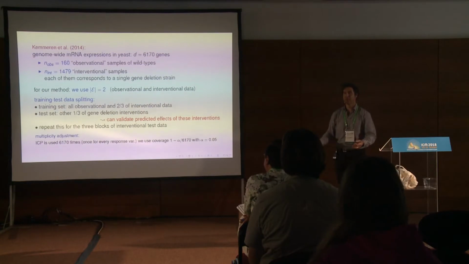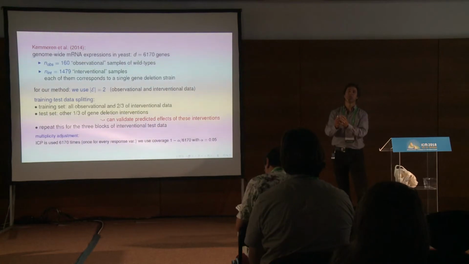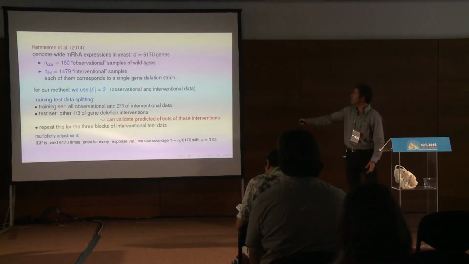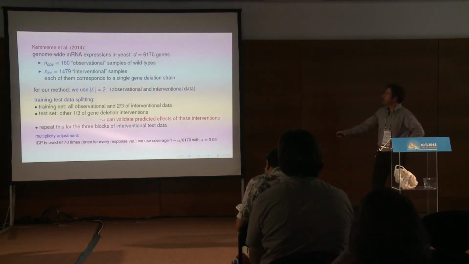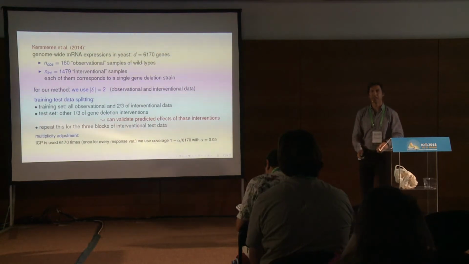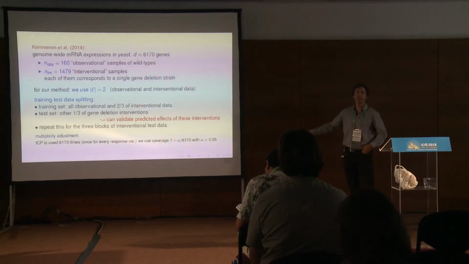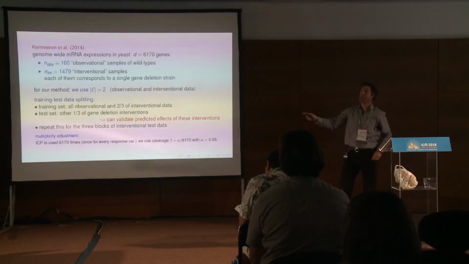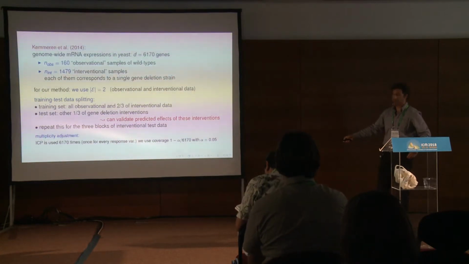What are the environments? Here we have no statistical replicates, so we pool them all together. This is very crude, but the theorem allows me to do that. So we use just two environments. One is the observational samples, and the other one is all interventional samples. Now we do a kind of statistical validation. We train this algorithm on all observational data and 2/3 of the interventional data. I put 1/3 of the perturbations aside, and I try to predict that. Of course, I can repeat that, and I do a multiplicity adjustment.